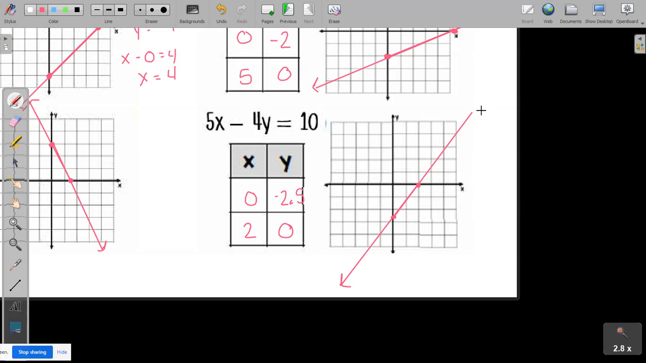So that is your lesson today on graphing lines in standard form. So please reach out if you have any questions.